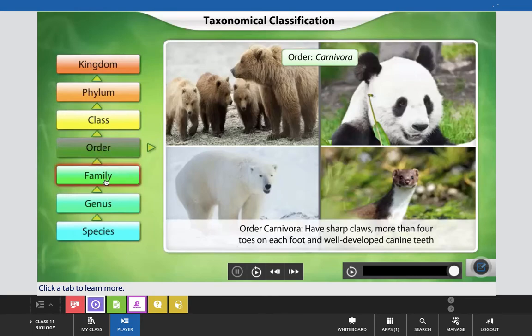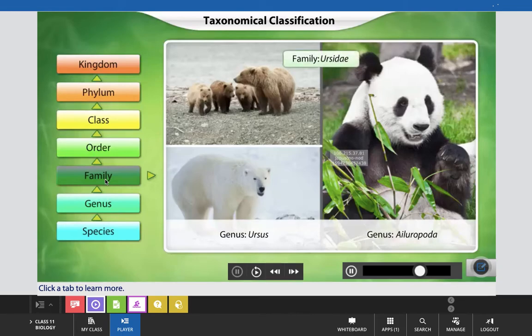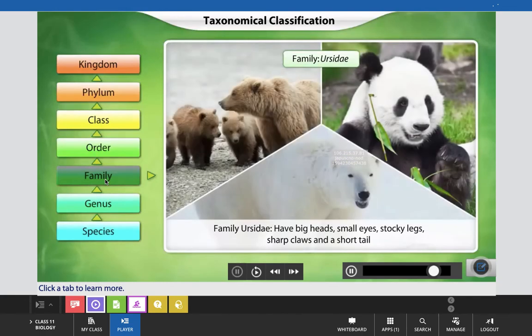What is a family? Try to know here. A family is a group of different genera having some common characteristics. For example, genera Ursus and Ailuropoda are grouped together to form the family Ursidae. All organisms belonging to this family have big heads, small eyes, stocky legs, sharp claws, and a short tail.